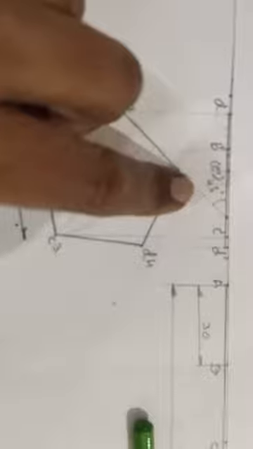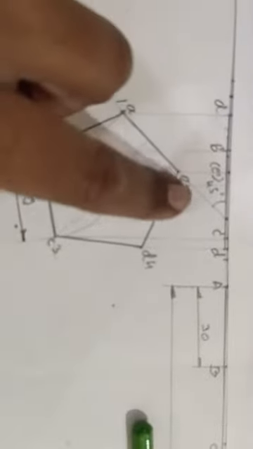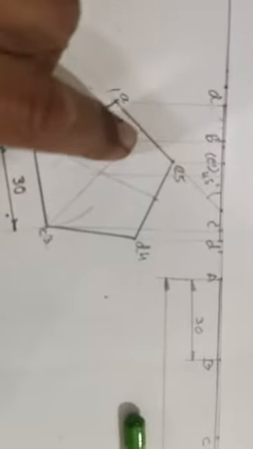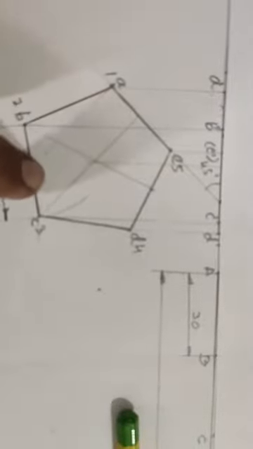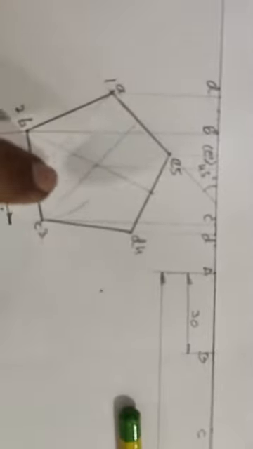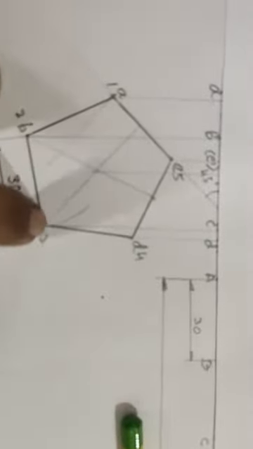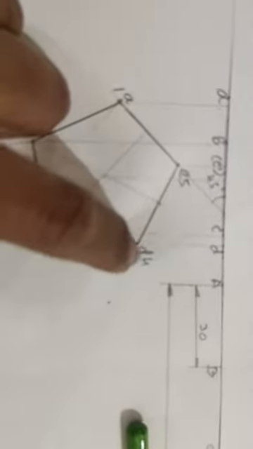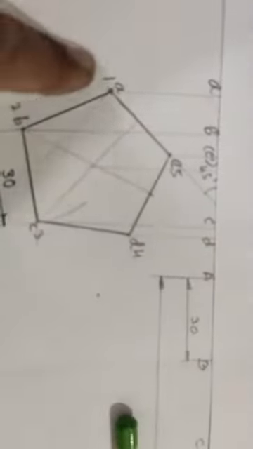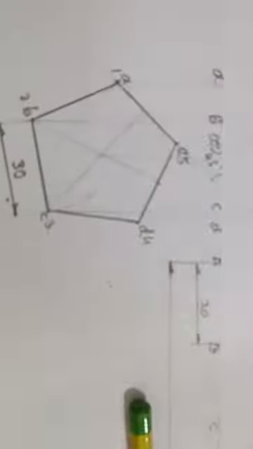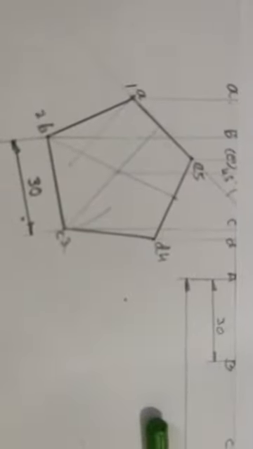And then you mark the length 30 mm. Draw the included angle 108 degrees, another 30 mm. Included angle 108 degrees, another 30 mm. Included angle 108 degrees, another 30 mm, and join the remaining two edges. So this is a pentagonal prism resting on HP with one of its base edges making an angle of 45 degrees to VP. Is it clear?